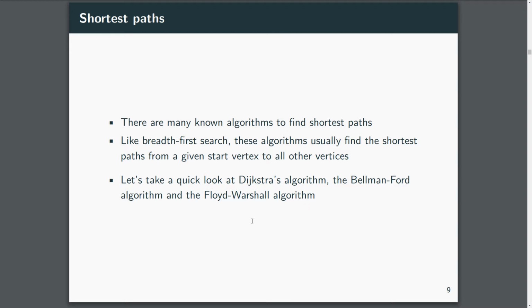And usually these algorithms have a starting point and then they find the answer for all destinations. So you find the shortest path from a start vertex to all the other vertices. Now we're going to look at Dijkstra's algorithm, Bellman Ford, and Floyd-Warshall.